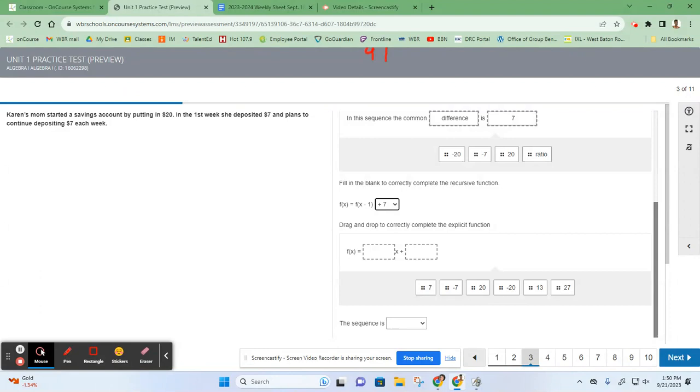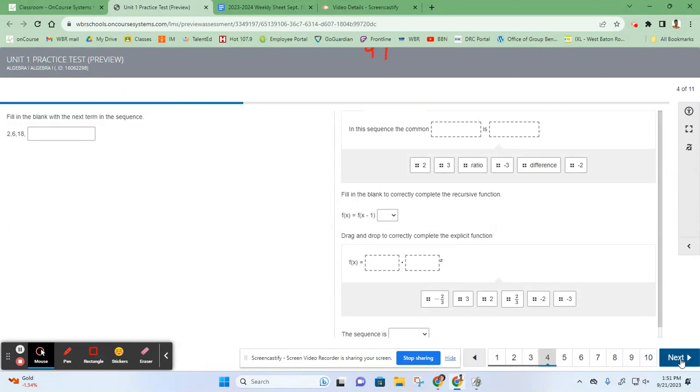Now we're going to create the equation. Remember, your common difference, that 7, becomes your slope. Notice that the x is already here, so I have to put the 7 in this block. Plus the beginning amount, which is your y-intercept. The beginning amount, she put 20. And this sequence is arithmetic.